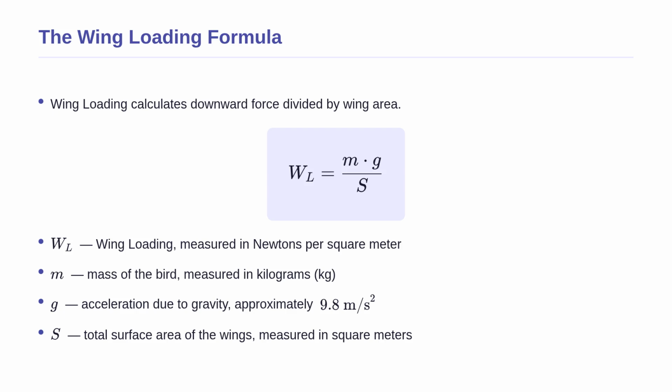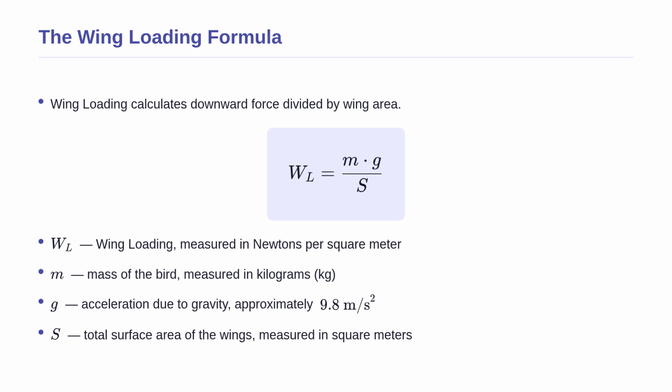Let us look closely at the mathematics behind wing loading. Conceptually, this formula calculates the downward force of the bird's weight divided by the area of its wings that generates lift. In the formula, WL represents the wing loading. The variable m is the mass of the bird in kilograms, g is the acceleration due to gravity, and S is the total surface area of the wings.